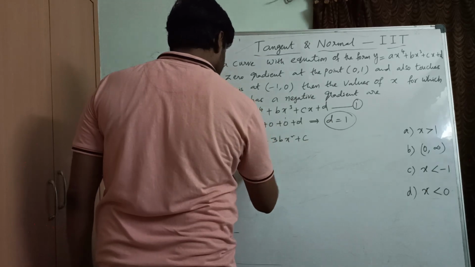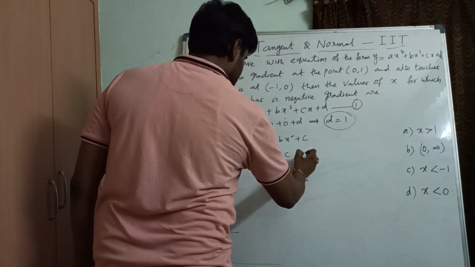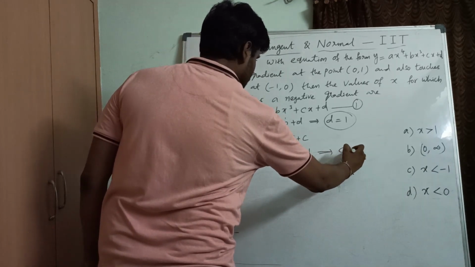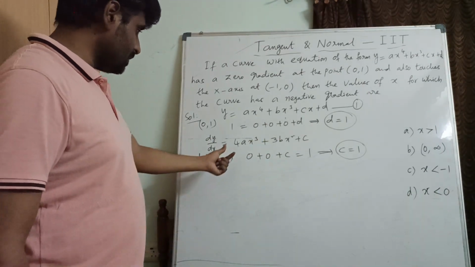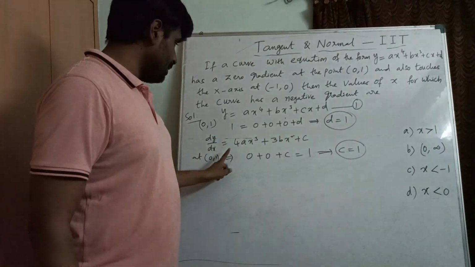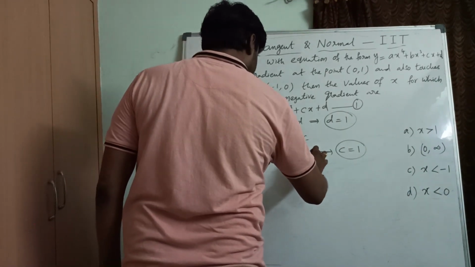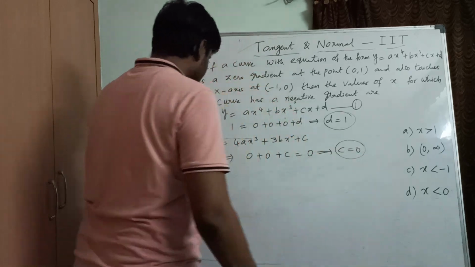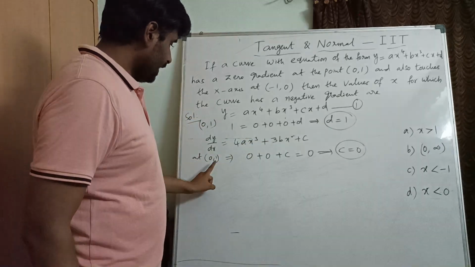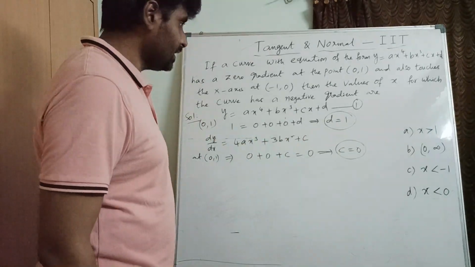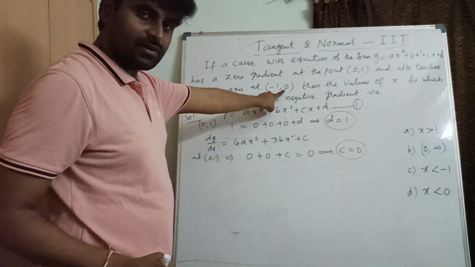Correct? So now when I substitute 0, 1 there, so 0 plus c equals to 1. That means so c equals to 1. Clear? So 0, 1 I am going to substitute there. So by substituting 0, 1 and equate to 0. Okay. So here this will be equal to 0 from this. Right. So 0, 1. So slope is 0. Equal to 0 by substituting 0, 1. C equals 0. Correct.